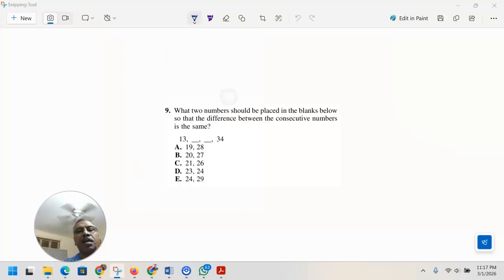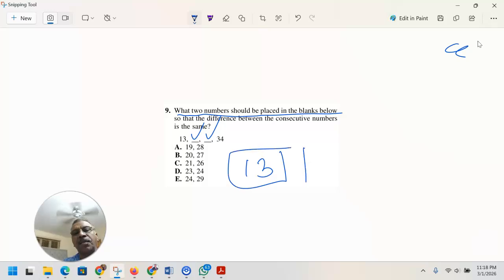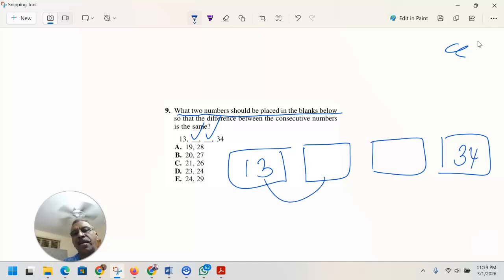Question number 9 says, what two numbers should you place in the blank? Okay, so what goes here and what goes here? Now from 13, this is the first number, right? We don't know the second or third one. The fourth one is given, which is 34. We are going to add something here, and that number we don't know.